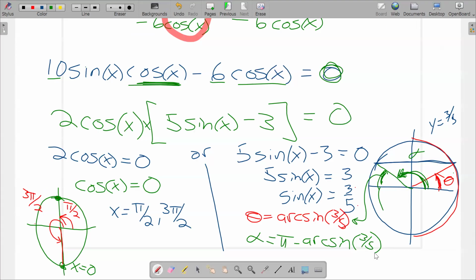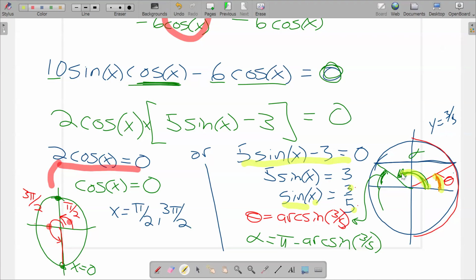Will there be any other solutions? Let's just go back to each one. Starting with twice the cosine equals 0, that leads to this picture here, and there are only two angles in one revolution that work there. Similarly over here, we worked this down to the sine of some angle is 3/5, and according to the unit circle, there's only two possible angles that can be, so it looks like we found all four solutions.